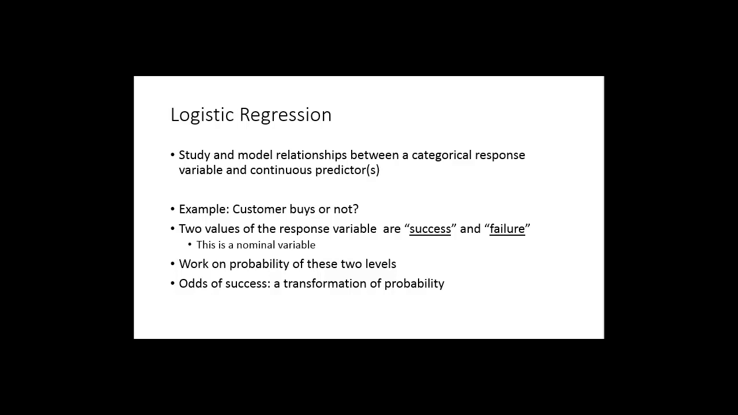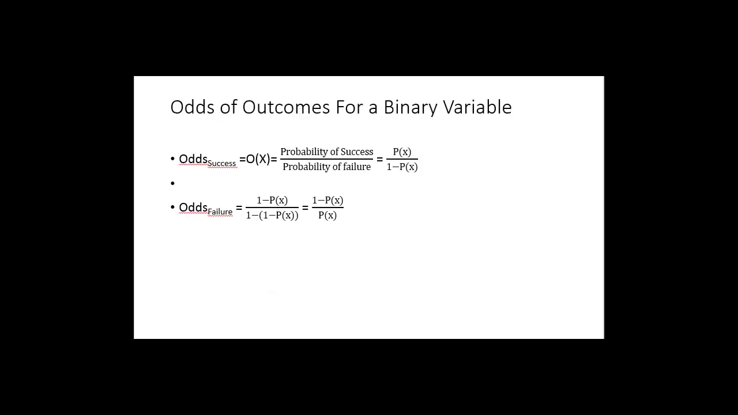So rather than establishing a relationship between the code or other factors and the success or failure, we have to estimate the probability of success. We work with odds of success in logistic regression, which is a transformation of probability. And here is how we calculate the odds of success. That will be probability of success over probability of failure.